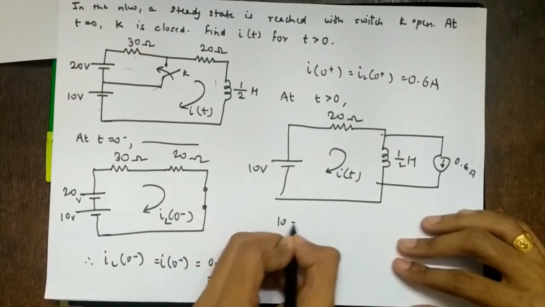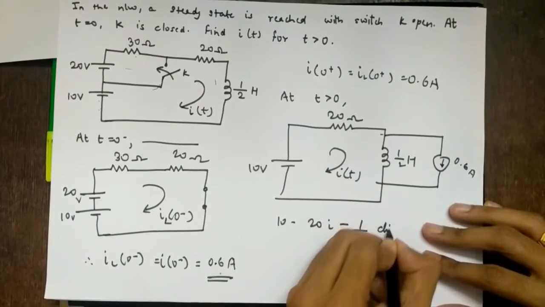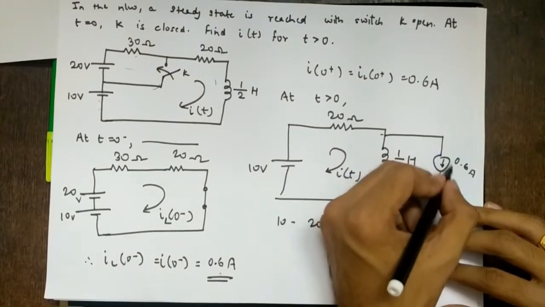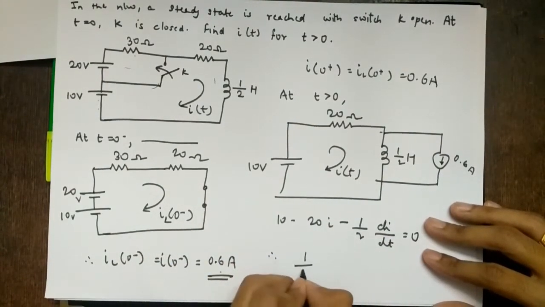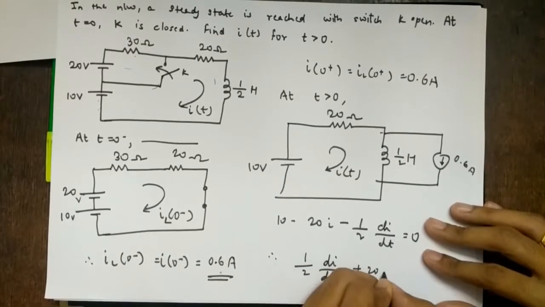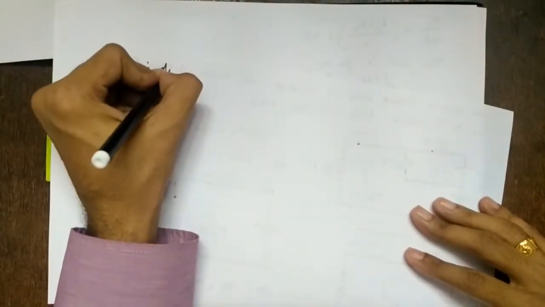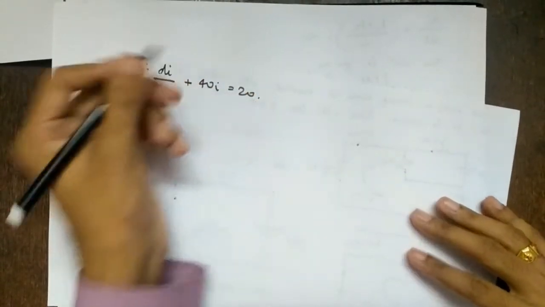So 10 minus 20I minus half di by dt equals 0. I am directly writing di by dt because this is again a constant. So we get half di by dt plus 20I equals 10. Multiply by 2, because again you require this coefficient to be 1. So di by dt plus 40I equals 20.